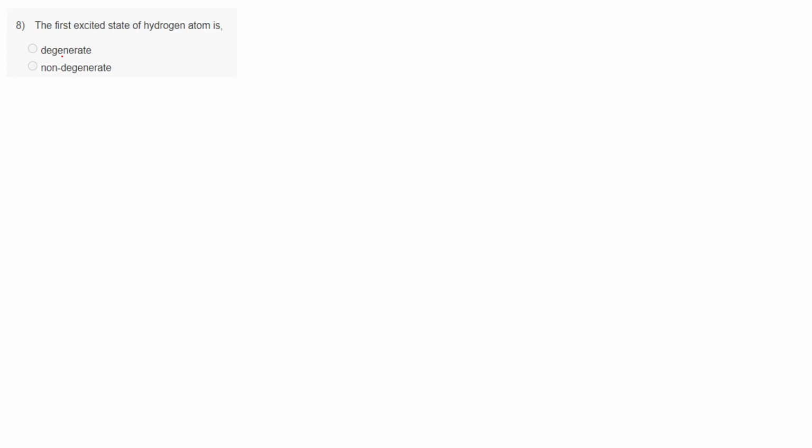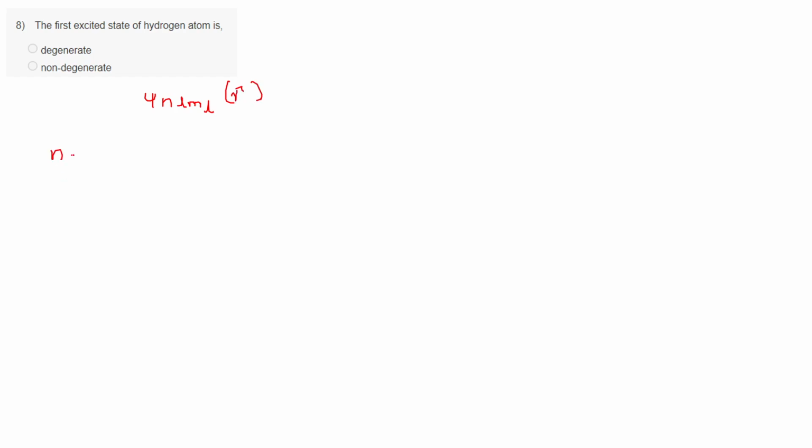Now let us move to the next problem. Is the first excited state of the hydrogen atom degenerate or non-degenerate? To answer this, first we should know about the hydrogen atom problem, right? The energy states of the hydrogen atom are specifically represented by 3 quantum numbers. We can write the wave functions as psi n, l, m_l of the position vector r.